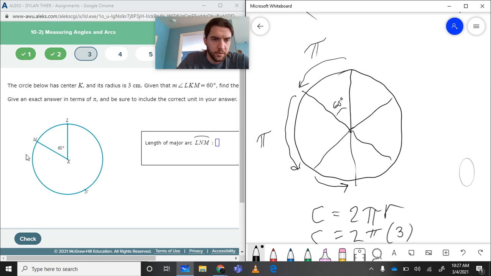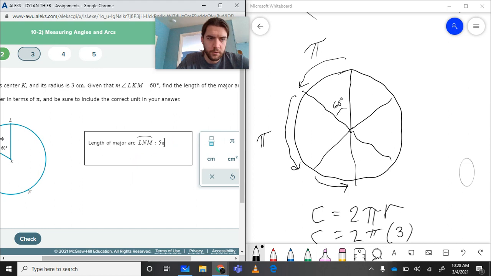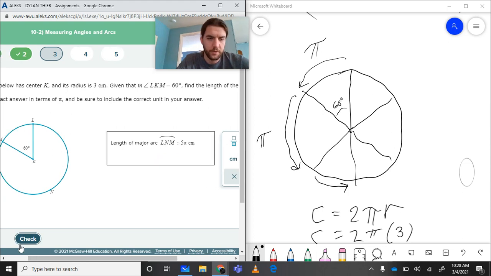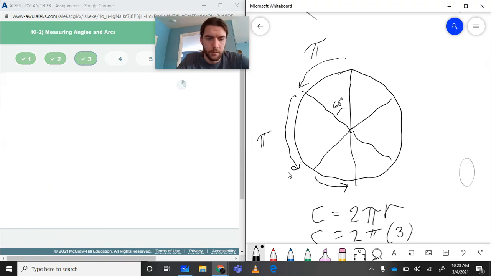So if they're asking for this major arc that goes all the way around, excluding this one piece, it would be 1, 2, 3, 4, 5 pi's. So 5 pi, once again, we're measuring a length that is wrapped around a circle. It doesn't change the fact that it's a length, that we're not doing an area or a volume. We're just doing a one-dimensional measurement of length.